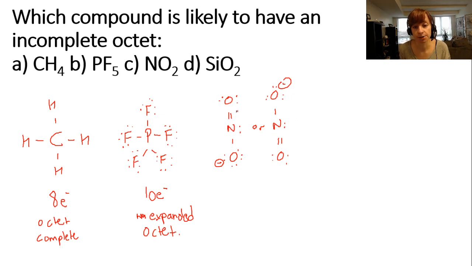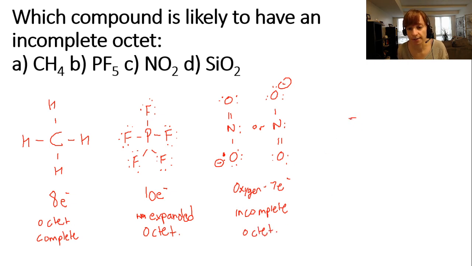The double bonded oxygen has 2 bonds, so that's 4 electrons there, and 2 lone pairs, so that's 8. But this oxygen, because it has a negative charge, has lost an electron from the lone pair, so it only has 7. So oxygen only has 7 electrons, so this structure as a whole has an incomplete octet.